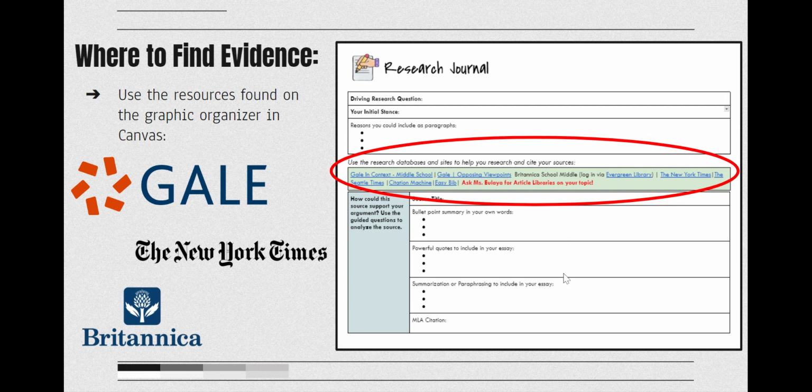Gale is a research database that has a lot of different information to pull from. You can look on the middle school website. You can look on the Opposing Viewpoints site, which was actually really great for argumentation. It'll pull both sides of the argument, evidence for both sides of the argument. You can look at Britannica or the New York Times, the Seattle Times.